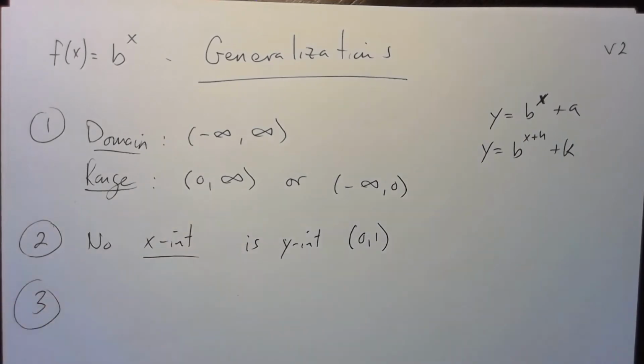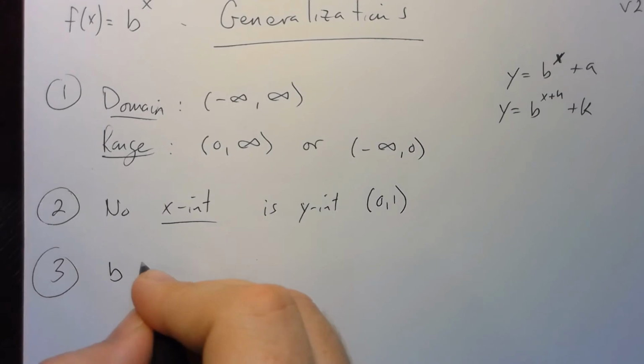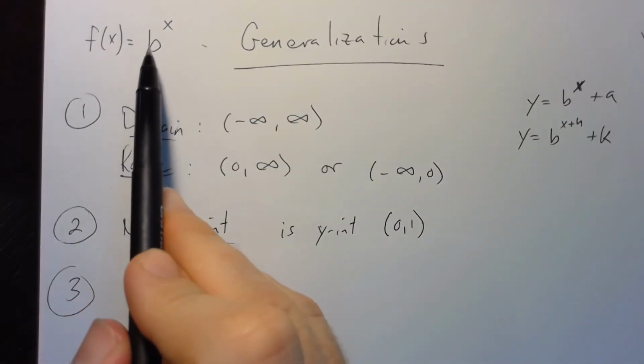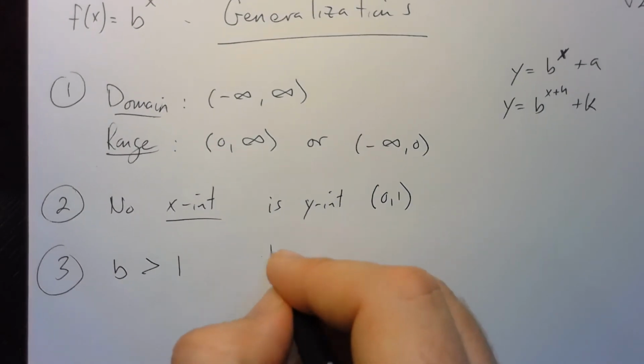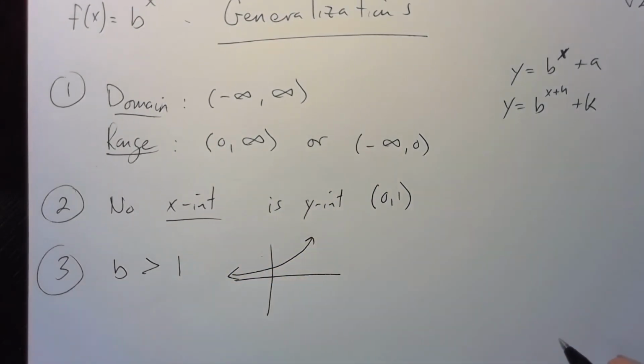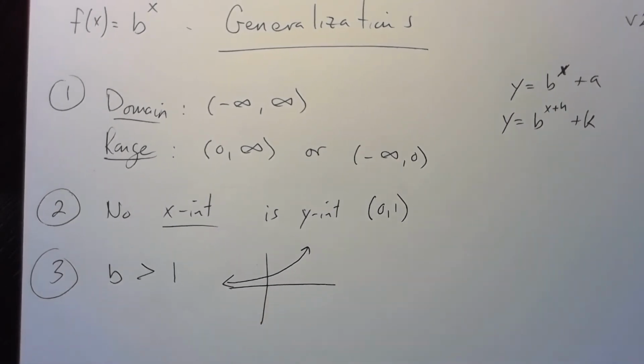Number 3 that's important is that depending on what the b value is, so if b is greater than 1, so if this value here is not a fraction or anything, then we're going to have a graph that looks like this. If it's a whole number greater than 1, we're going to have a graph that looks like this. Again, it's very much like the graph that we sketched in the last video.